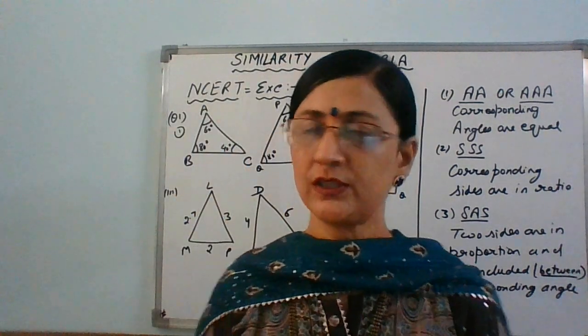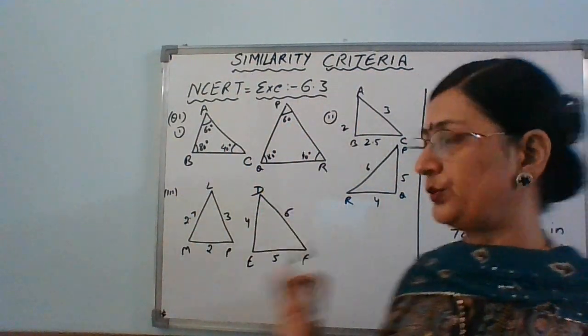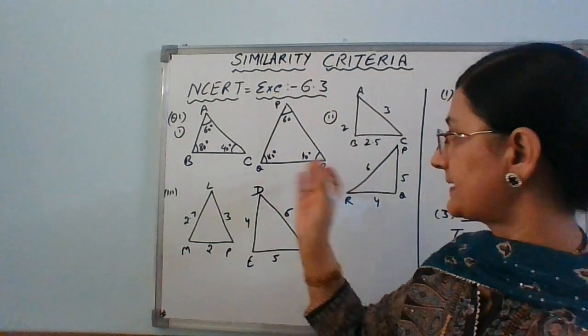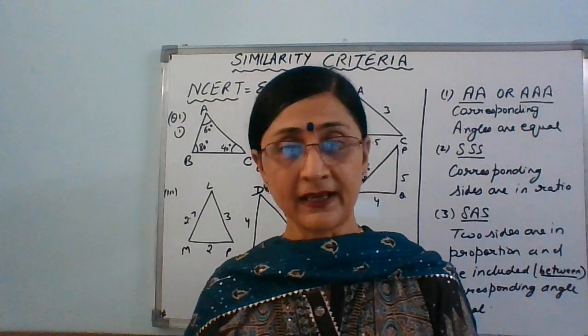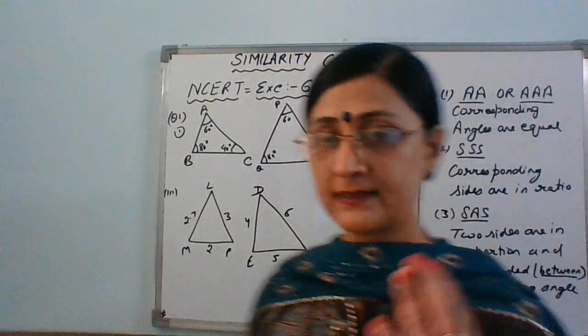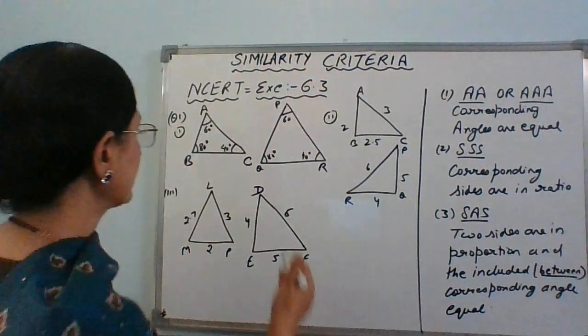Now the first question in NCERT is about this only. You have to tell whether they are similar, and if yes, what is the similarity criterion. So the first question has 6 parts. First there are 3 parts.